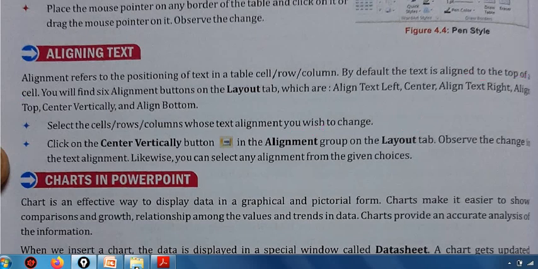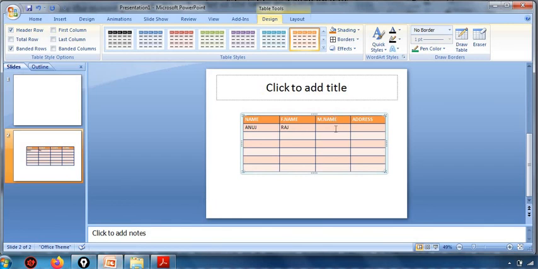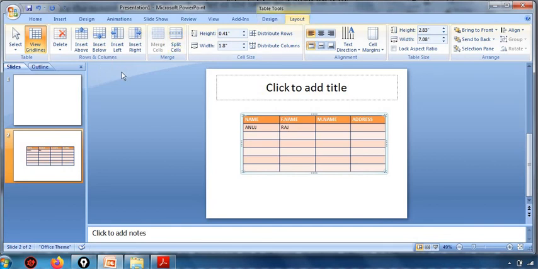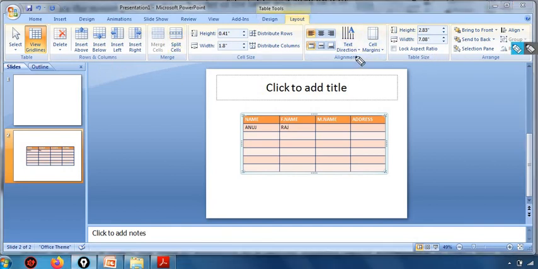So under the layout tab, alignment, let us see. Here we can see the alignment group, right? Under this we can see left, center, right aligned. Left and top are already selected by default. Can you see? These two are selected.